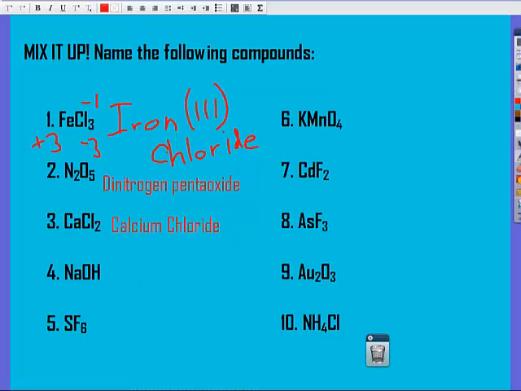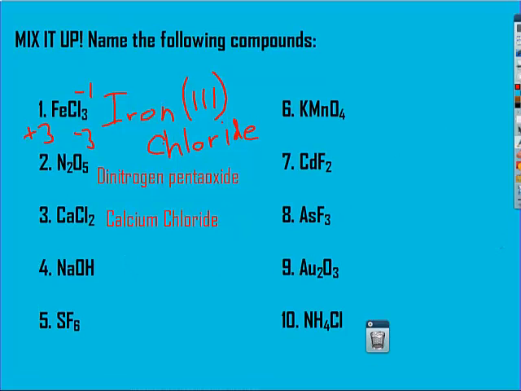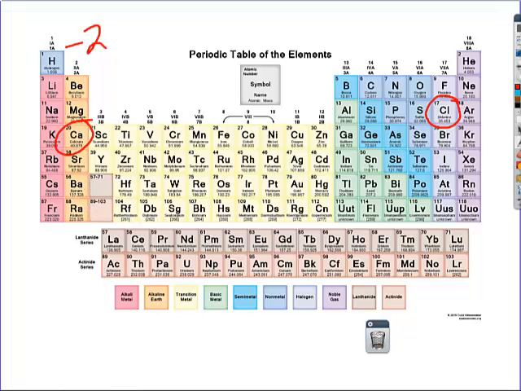Let's look at my next one. I have NaOH. Na is my metal, so let's name my metal. Let's find it on the periodic table. Where is it? There it is. Na is right here. It's a metal. It's positive +1. Well, it'll always be +1. Don't need to put Roman numerals.